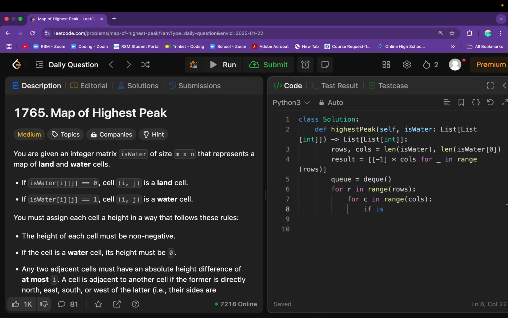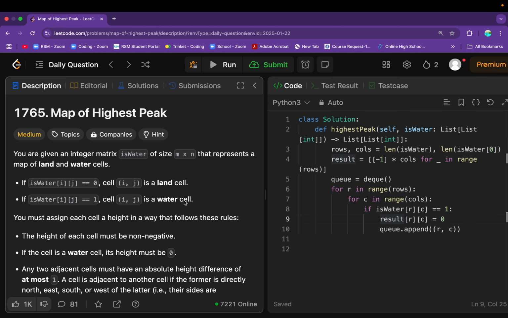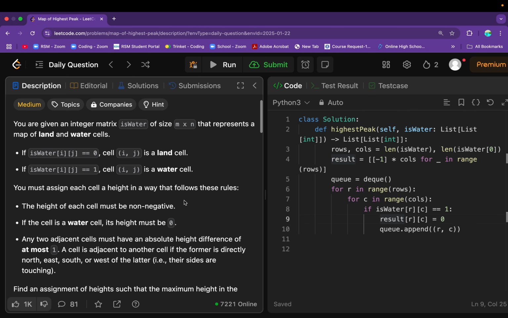If the current cell, I should say, so isWater at RC, if it's actually equal to a 1, then we know we can set result at RC immediately to simply be a 0. And once we do that, we want to then append it, so q.append the current coordinate r comma c of length 2. It's simply going to be a tuple, right? What does isWater at RC really check? Well, it checks, is it a water cell?